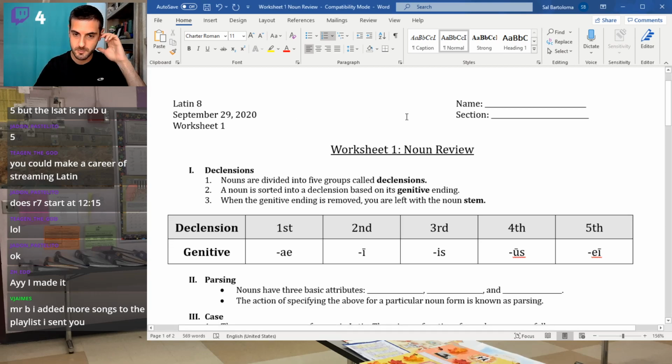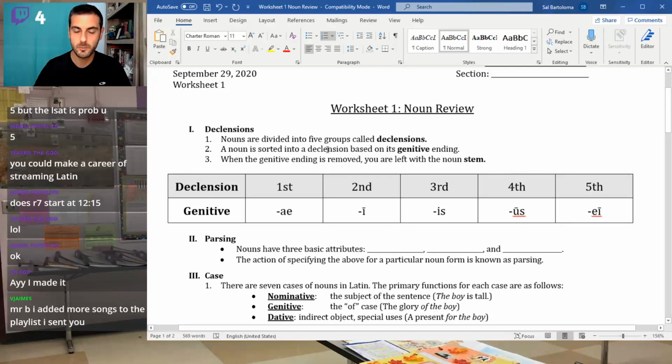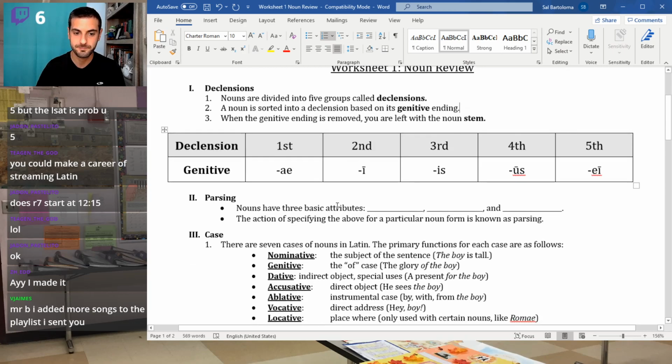All right, so we're looking at worksheet number 1 for the 8th graders. What we talked about live in class is declensions and how nouns are split up into different declensions. When you are learning a noun, it is imperative, no pun intended, to know both the nominative form and the genitive form. We talked about puella, puellae, right? It's that second form, that genitive form, that's going to tell me what declension it belongs to. And when you take that ending off, you're left with the stem. That's the piece of the word that we're going to be adding our endings to.